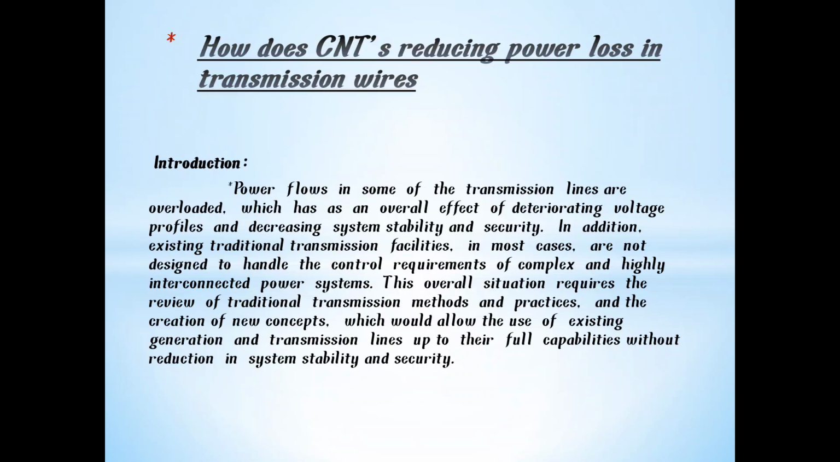Let's begin. How do carbon nanotubes reduce power loss in transmission wires? Introduction. Power flows in some of the transmission lines are overloaded, which has an overall effect of deteriorating voltage profiles and decreasing system stability and security.